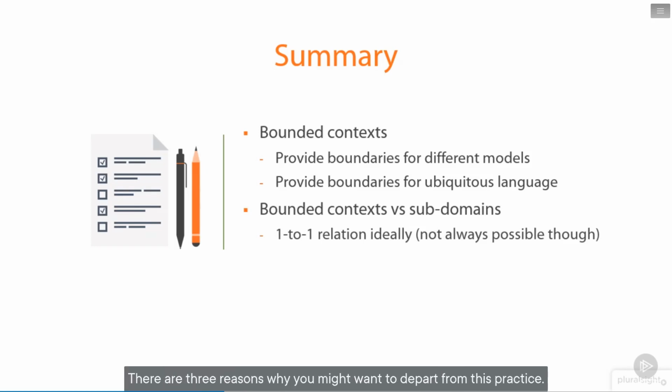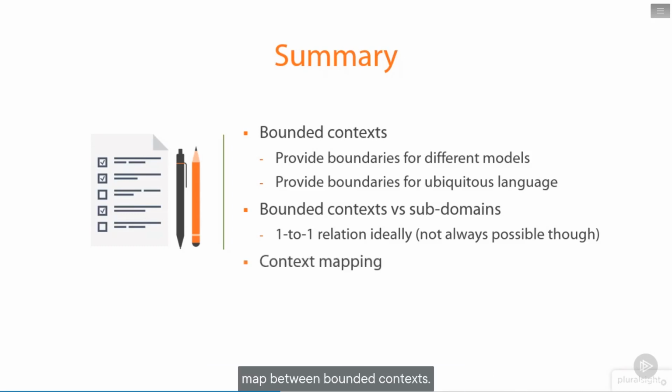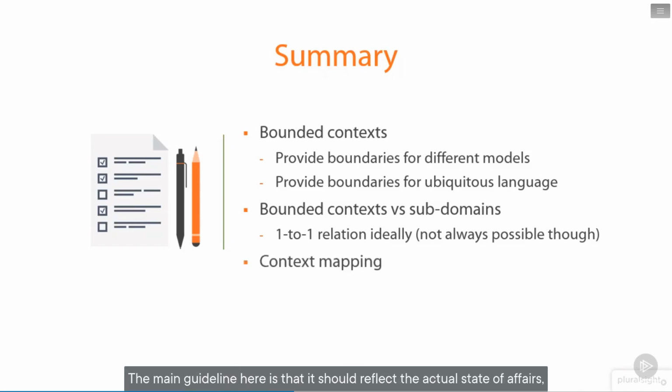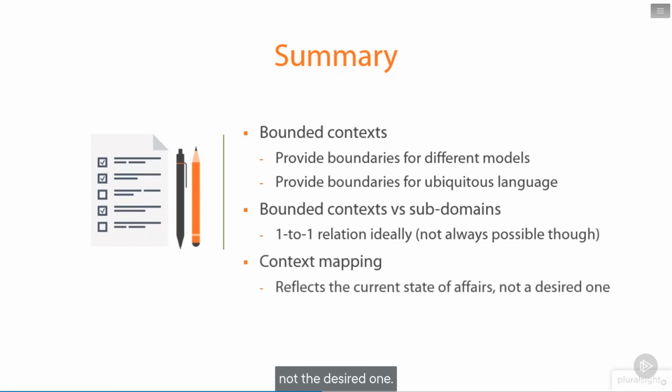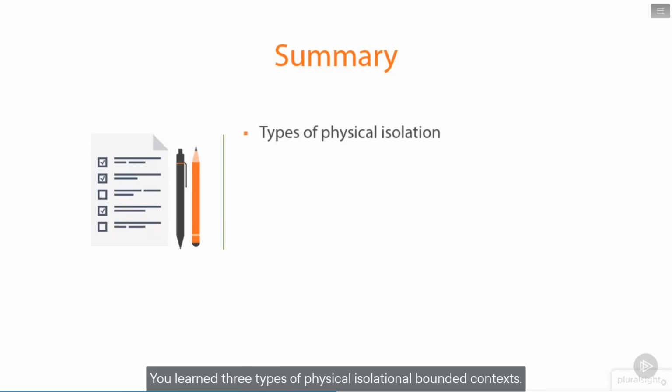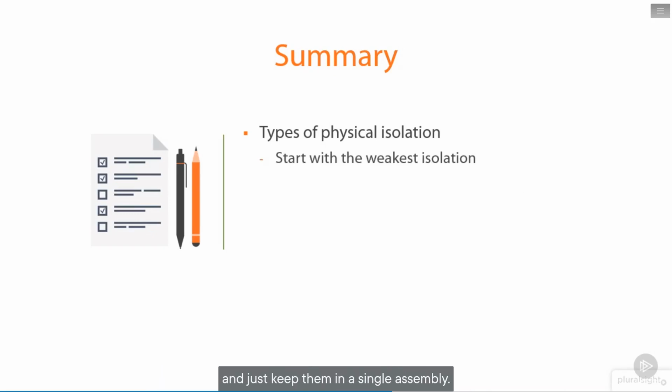There are 3 reasons why you might want to depart from this practice: legacy project, large codebase, and large team. We talked about the importance of drawing a context map between bounded contexts. The main guideline here is that it should reflect the actual state of affairs, not the desired one. You learned 3 types of physical isolation of bounded contexts. Keep in mind that while your codebase is small, it makes sense not to separate bounded contexts physically and just keep them in a single assembly.